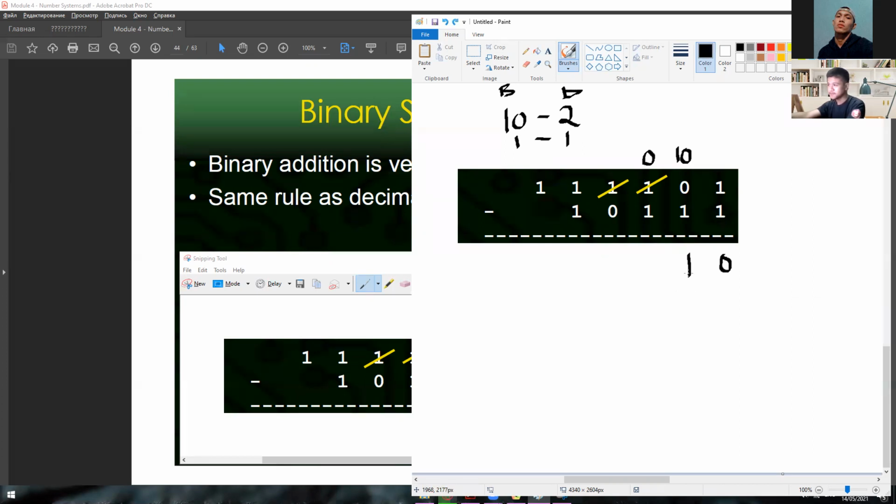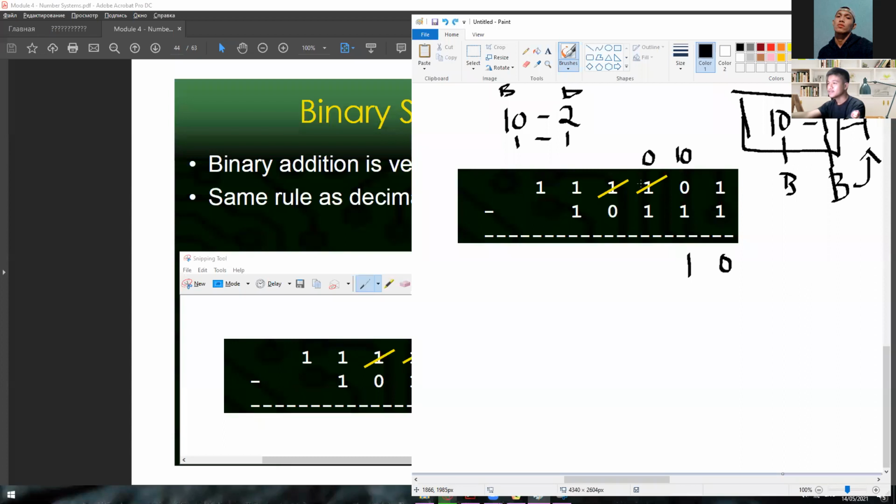Clear so far? Okay, just remember 10 minus 1 is equal to 1. Okay, I think that's the only thing that you need to memorize. Yeah, I know it's quite confusing, but then again, this one is in a form of binary. This one is also in binary. That is why you will get 1.